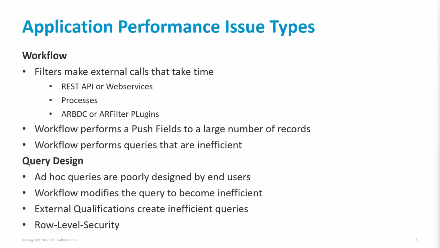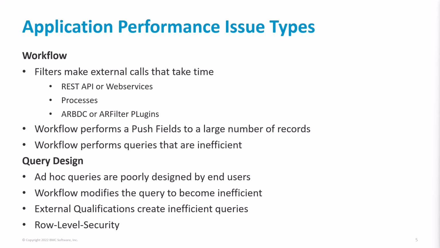Now, even more specific to ITSM are the application performance issues. These types of issues are often specific to a particular action or feature within the application. Workflow can be a major source of performance issues. Each piece of workflow associated with an action has some effect on the performance of that action, even if it's very minor. One common cause of performance issues with workflow is when a filter calls out to something external, such as a web service or a REST API call, a run process command, or a set fields action with the $PROCESS$ command, or it calls out to a plugin such as a vendor form or AR filter plugin.